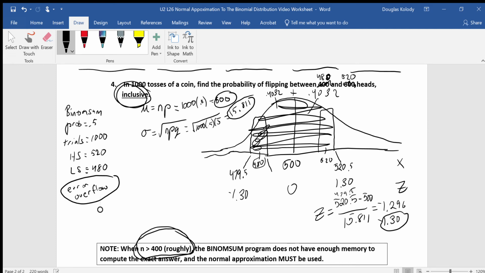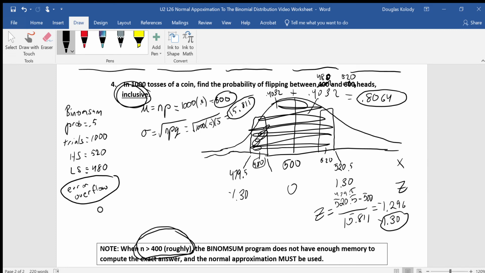A picture is worth 1,000 words. Add them together, and you get 0.8064, roughly 80% of the curve. So here was a perfect example of a problem where I could not use my calculator to answer a binomial question. I couldn't use binosum. There were just too many trials. So I have to use the normal approximation.